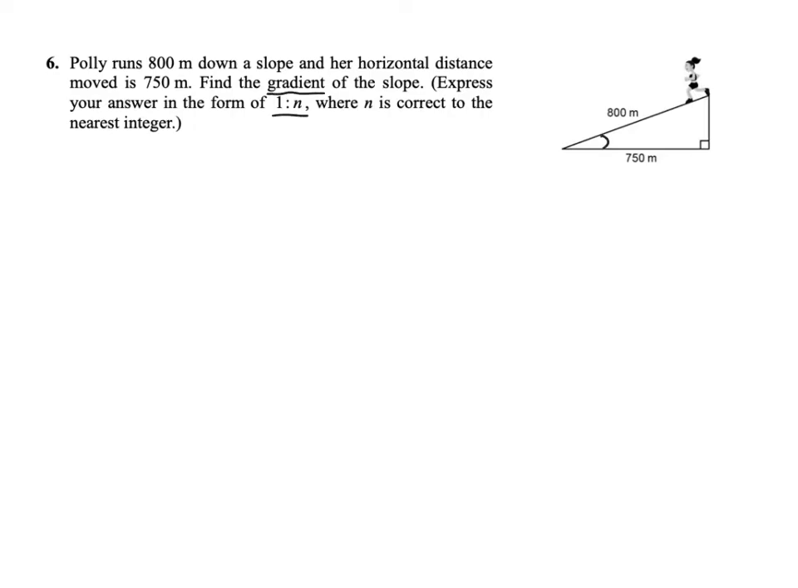For this one, you're going to find out the gradient in terms of 1 to n. That means you should find out the inclination first. So you can let the inclination be theta.